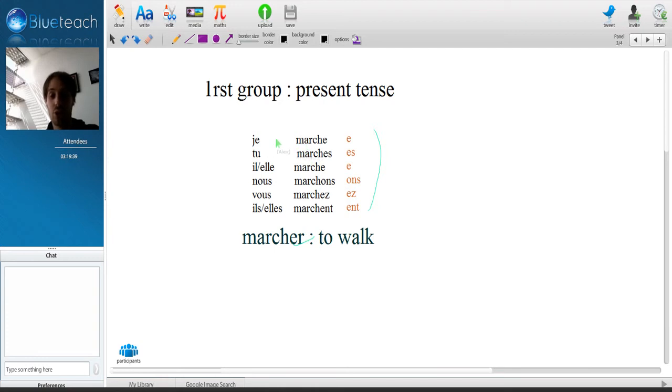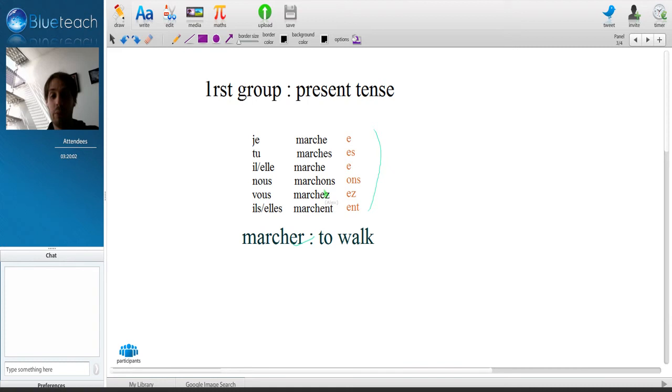So the conjugation is je marche, tu marches. Notice that ES is pronounced just like the E. The S is not pronounced, so it's just tu marches. Il, elle marche. Then it's nous marchons. O-N-S in French is just pronounced ON. You don't pronounce the S.